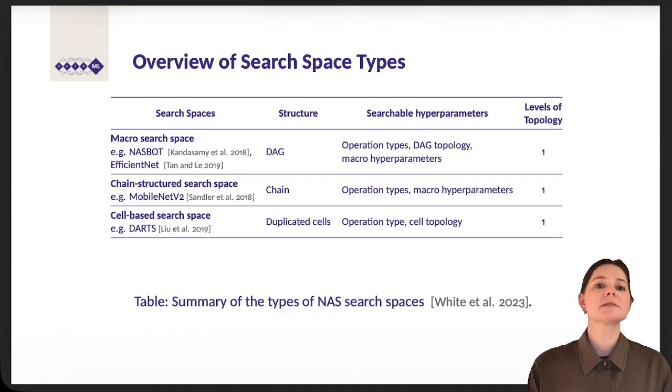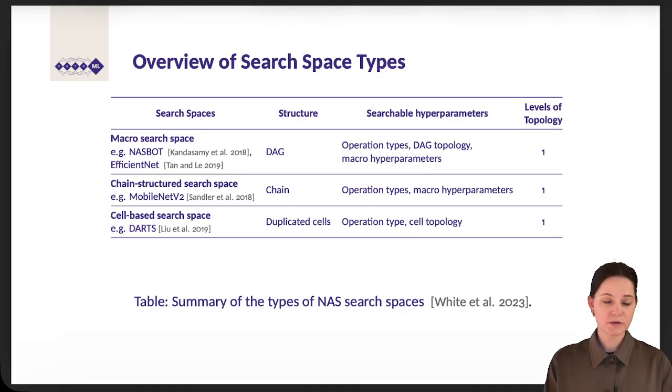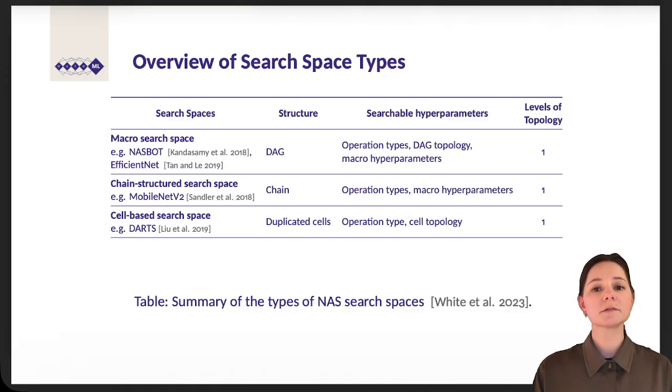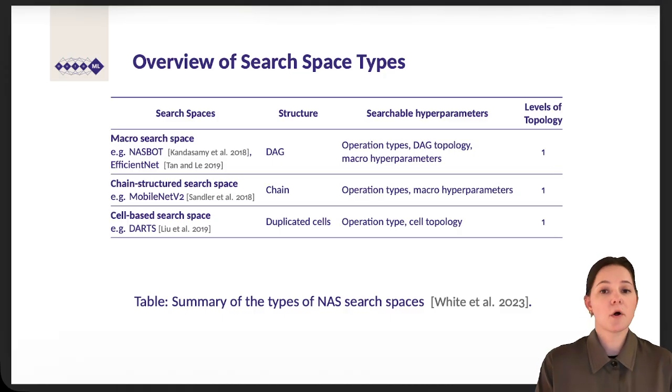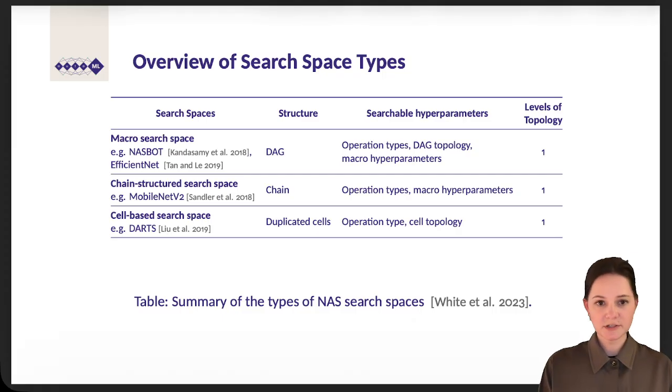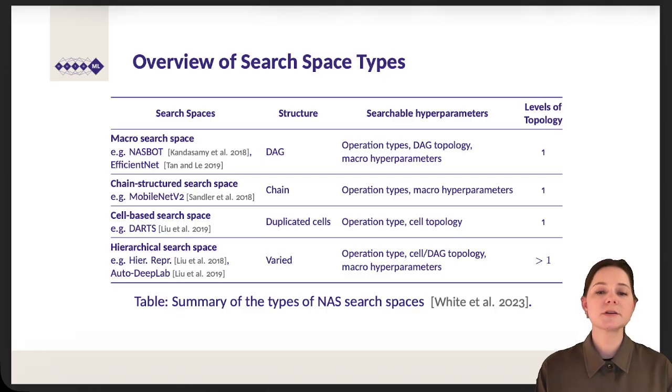The third search space is about cell-based search spaces, which is very similar to what we have seen on the slide before, where we search for the cell or the small blocks and duplicate those blocks or cells several times upon each other and search for the actual topology of the cell as well as the operations. And the fourth search space we will cover in this part are hierarchical search spaces, which are the most flexible types of search spaces, having a very flexible structure, where we can search for the operation type, the topology, as well as different macro hyperparameters.